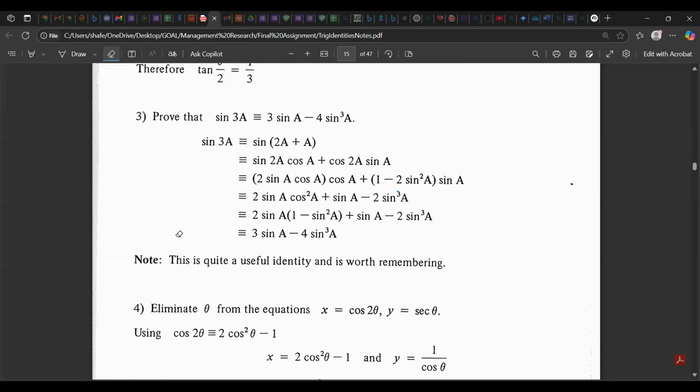You usually say that, or you think that you're cubing the a and then signing it. You're signing the a and then cubing it, right? So sine cube a.